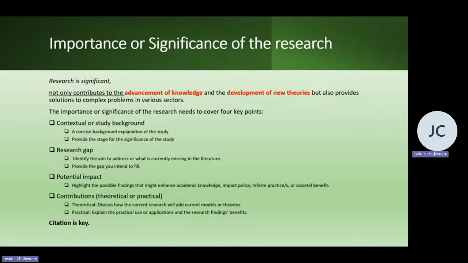Now, the last but not the least part. By the time you are able to provide all these 3 aspects, you have to write all these 3 aspects of the significance. Now, you should let the reader understand: look at the contribution I'm going to make. This study is going to provide. The first contribution is on the theoretical part, which discusses how the current research will add to current models or theory, if you are developing a new theory or modifying a theory.